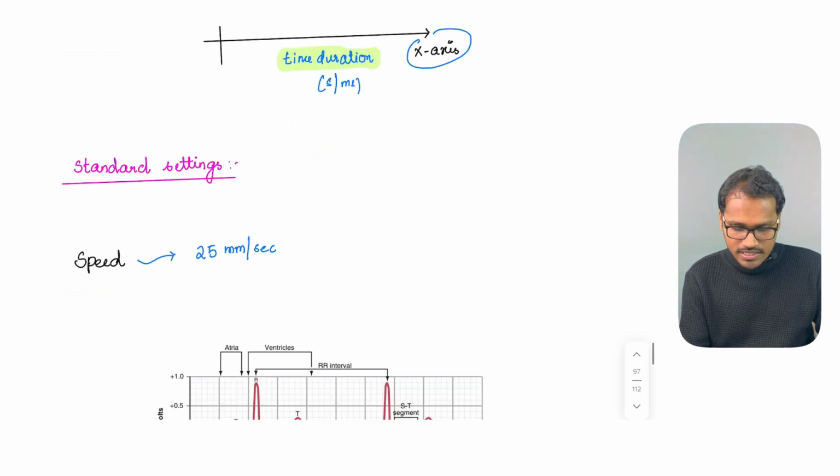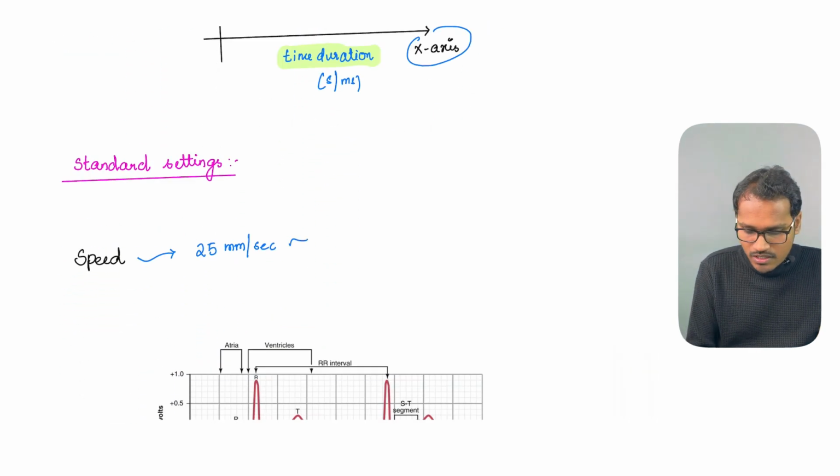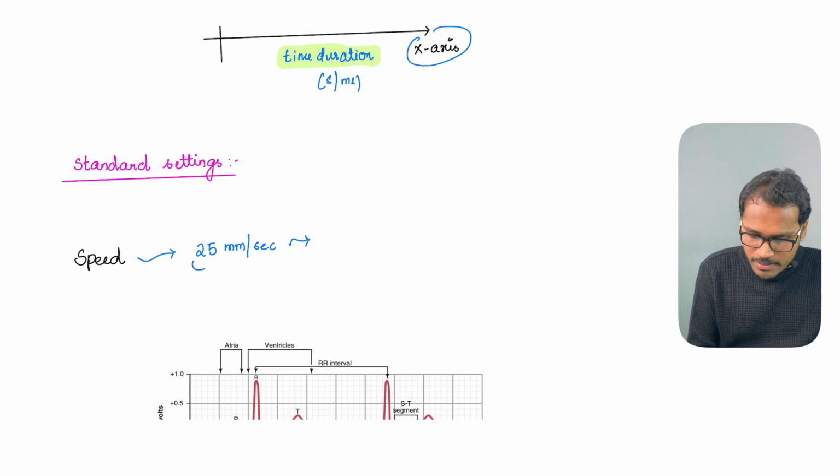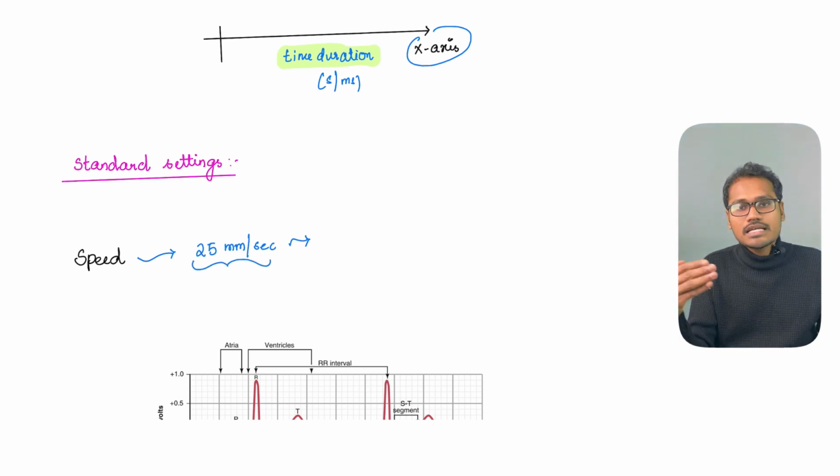So the standard setting is 25 millimeter per second, and all of us know the heart rate is calculated for a minute and not for seconds. For example, if you are measuring the pulse, you will say it is 72 beats per minute. In a similar way, heart rate also is established per minute. So first I should know the paper speed, or how much the paper has traveled in 1 minute. 25 millimeter travels in 1 second.